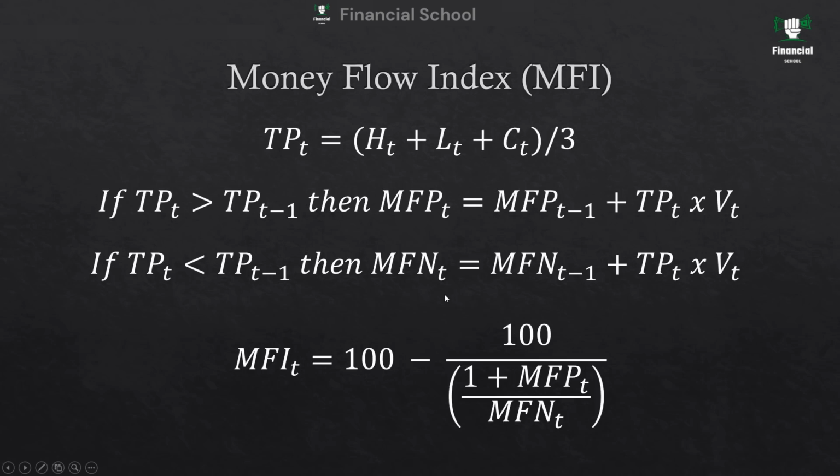The positive money flow is the sum of all the periods where the typical price at T is greater than the typical price at T-1 within the predetermined indicator period. The negative money flow is the sum of all the periods where the typical price at T is smaller than the typical price at T-1 within the predetermined indicator period. Dividing the positive money flow by the negative money flow, we have the money flow ratio, which goes directly into the money flow index formula.